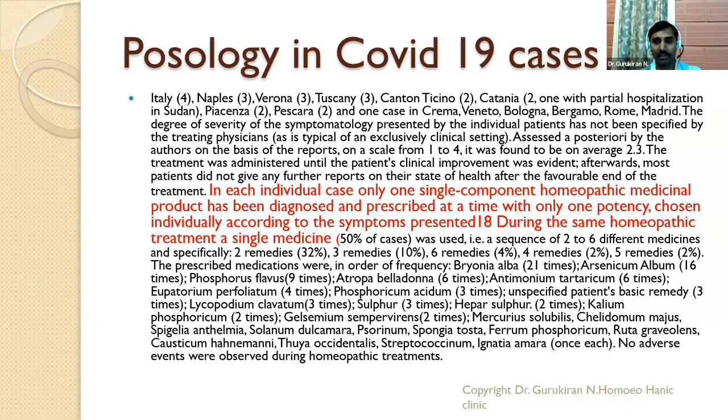This is actually a research paper from Italy at that time. In each individual case, only one single-component homeopathic medicine was diagnosed and prescribed at a time, with only one potency, changed individually according to the symptoms presented. This, as we all know, is what I have told till now. This was the posology in COVID-19 cases.